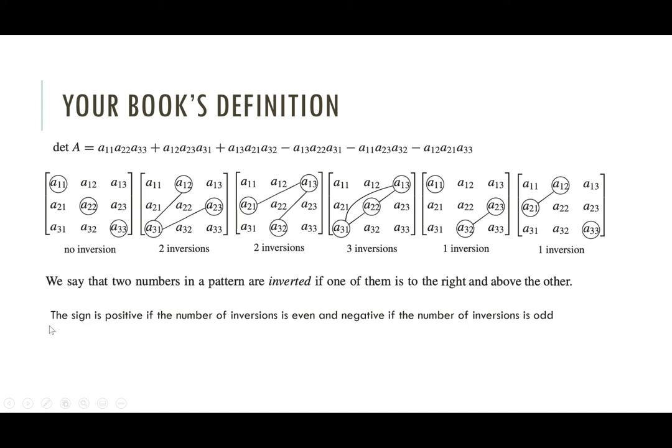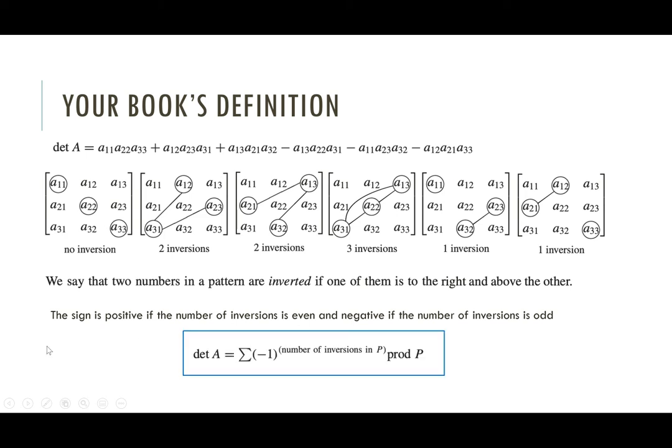And then they say, notice that the sign is positive if the number of inversions is even and negative if the number of inversions is odd. And they say, okay, generalizing these observations, and you could confirm that these work in the 1x1 and 2x2. They do it for 3x3. You could confirm it for the 4x4 if you hated your free time.